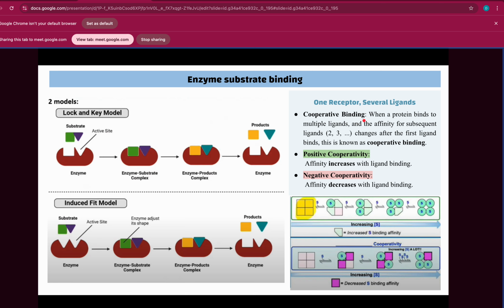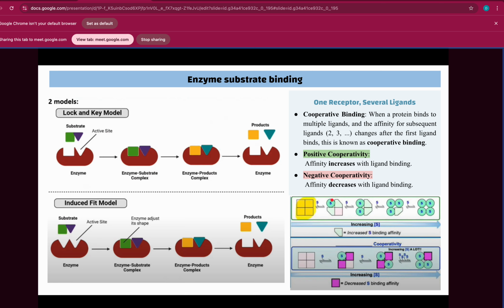So in that case, cooperative binding comes. That means when a protein binds to multiple ligands and the affinity for subsequent ligands changes after the first ligand binds, then it is known as cooperative binding. Now this cooperative binding could be positive and also negative.